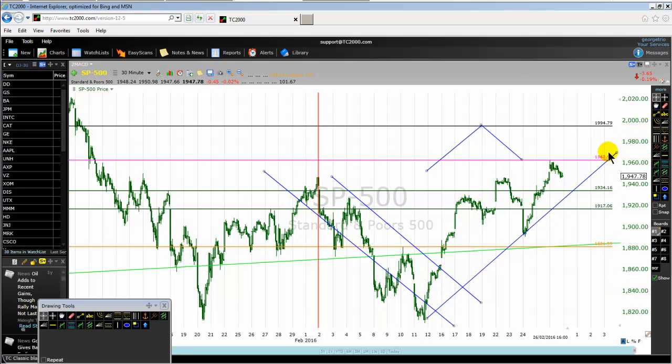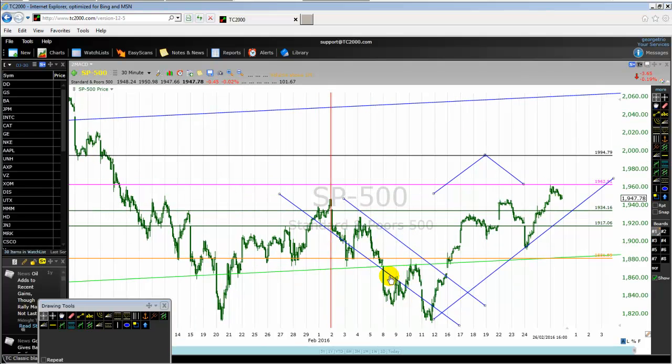The level of 1962, which is a long-term equilibrium price level, will remain in place throughout 2016. That's where the hedge funds and big financial institutions are likely to make decisions. They will give priority to bearish signals below, and they will give priority to bullish signals above.